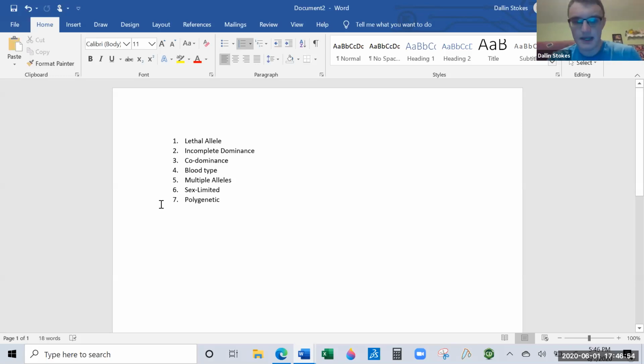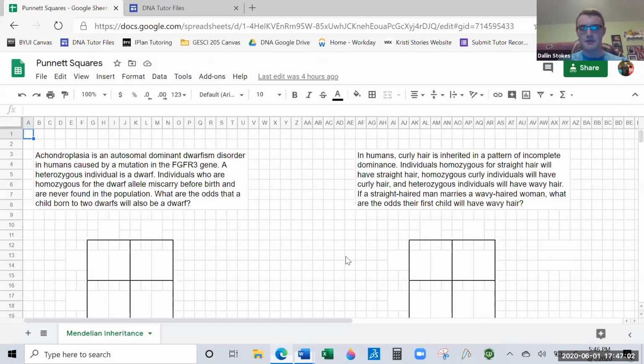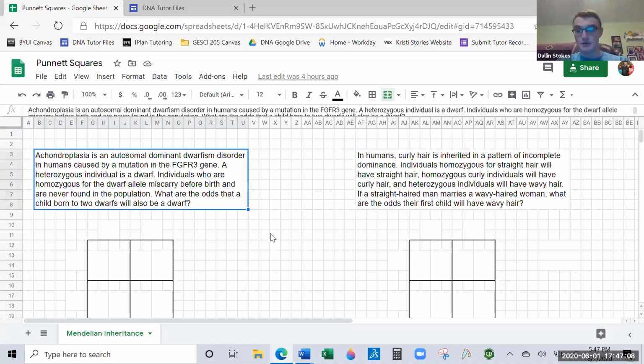Sounds good? Okay. So lethal alleles. The Punnett Squares you're running here are exactly like the Punnett Squares we did last time. So here's a lethal allele problem. Achondroplasia is an autosomal dominant dwarfism disorder in humans caused by a mutation in the FGFR3 gene. A heterozygous individual is a dwarf. Individuals who are homozygous for the dwarf allele miscarry before birth and are never found in the population. What are the odds that a child born to 2 dwarfs will also be a dwarf?